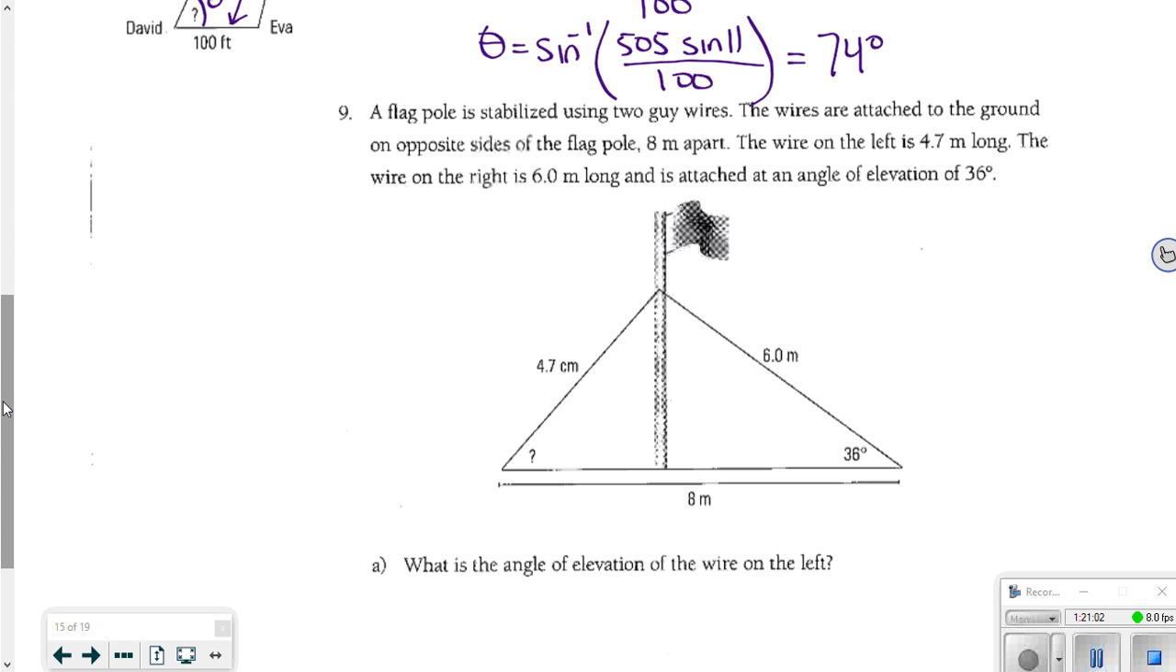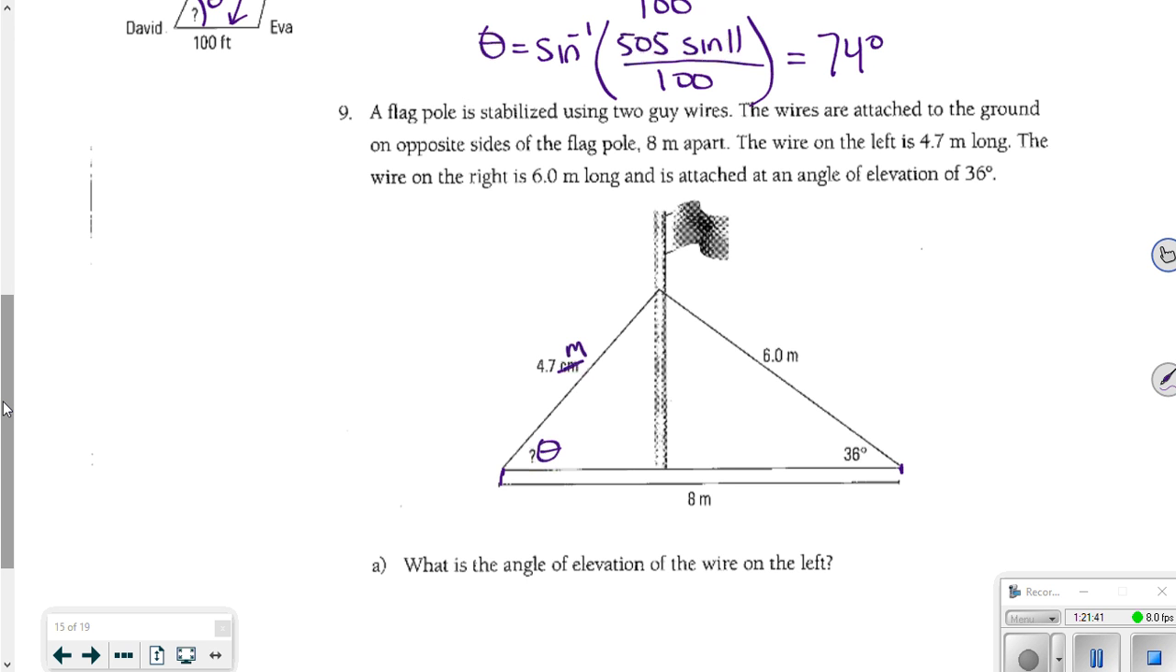Okay, another pole and wire question. Flagpole stabilized using 2 guy wires. The wires are attached to the ground on opposite sides of the flagpole, 8 meters apart. So from one attachment all the way to the other is 8 meters. The wire on the left is 4.7 meters long. This should be meters in here. The wire on the right is 6 meters long and is attached at an angle of elevation of 36 degrees. What's the angle of elevation of the wire on the left? So we want this angle over here.